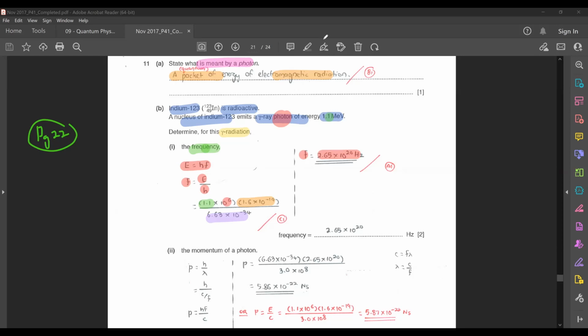And then the next part wants you to find out the momentum of the photon. When it comes to anything related to momentum calculation, the equation that would tend to come to mind is your de Broglie wavelength.